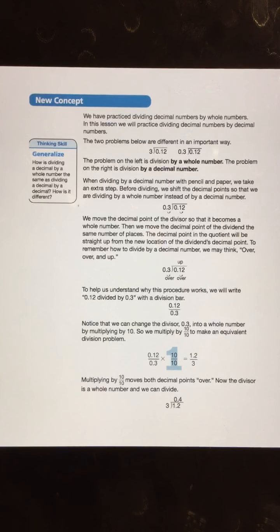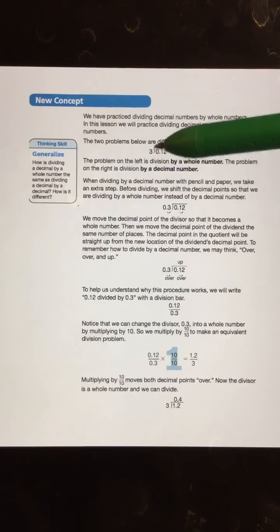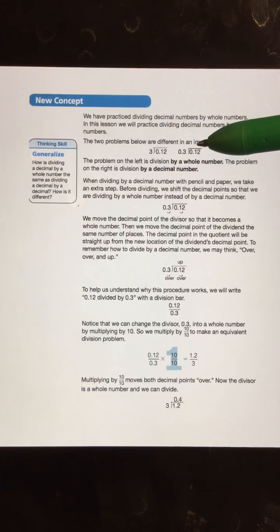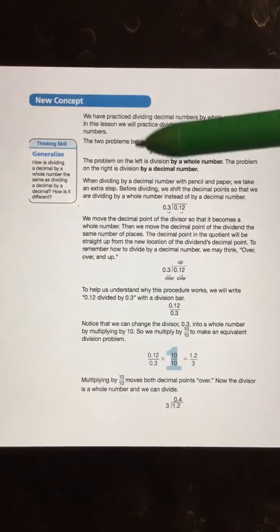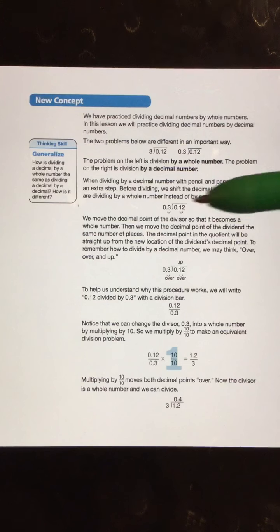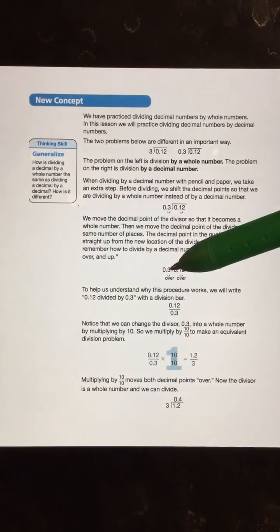So, the two problems below are different in an important way. This one doesn't have a decimal in the divisor, and this one does have a decimal in the divisor. So, this is a whole number divided by a whole number, and this one's divided by a decimal number. So, when dividing by a decimal number with a pencil and paper, we have to take an extra step. Before dividing, we shift the decimal points so that we are dividing by a whole number instead of a decimal number.